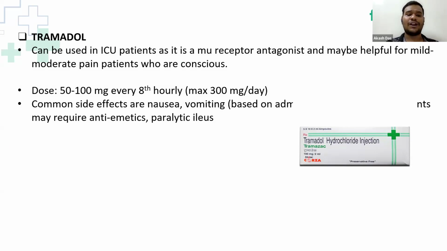The dose is 50 to 100 mg every 8 hourly to 6 hourly. You can give a maximum of 300 mg per day. Common side effects are nausea, vomiting, and paralytic ileus. In tramadol, be very careful because it is the administration route which actually causes the vomiting or nausea effect in patients.